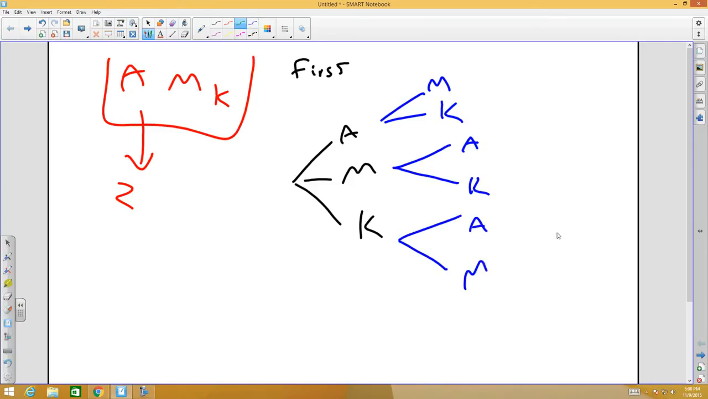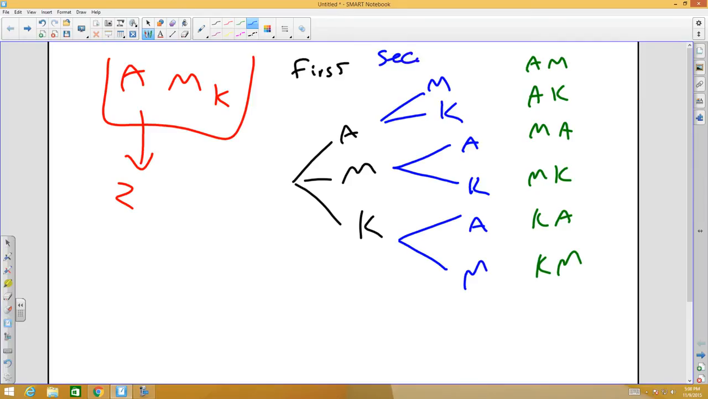So at the end now, I have AM, AK, MA, MK, KA, and KM. So this is the total number of outcomes now. That's the second selection, and that's the first selection. So I have 2 stages, and these are the outcomes. So how many outcomes now? 6 possible outcomes. So he is right. He said 6 outcomes.